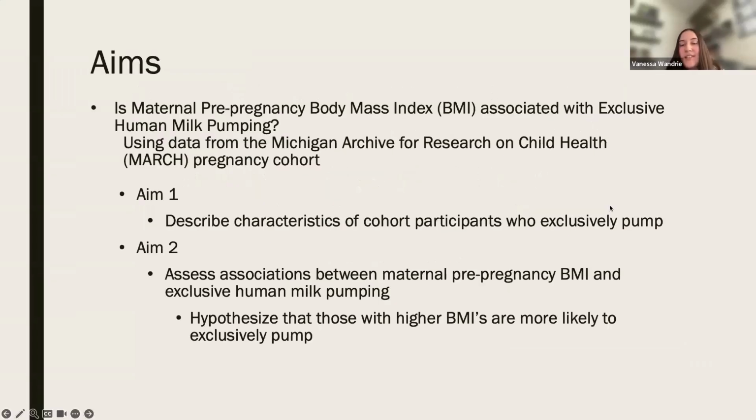So just a quick look at the aims of the study. We examined the question, is maternal pre-pregnancy BMI associated with exclusive human milk pumping? We used data from the March pregnancy cohort. The first aim was to describe characteristics of cohort participants who exclusively pump, and the second aim was to assess the associations between maternal pre-pregnancy BMI and exclusive human milk pumping, with the hypothesis that those who had higher BMIs would be more likely to exclusively pump.